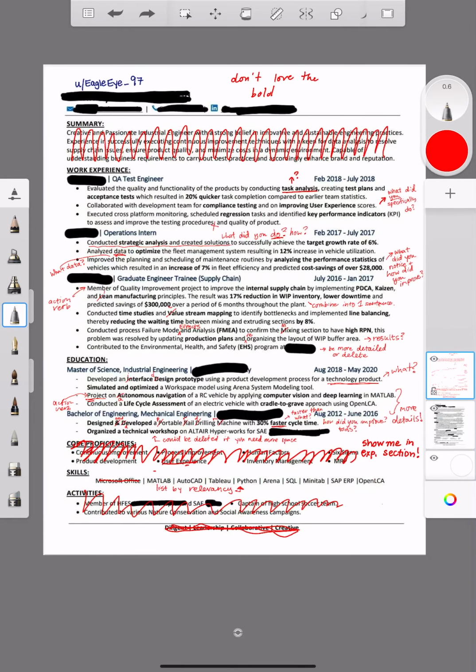About the bold, I understand that they want keywords to jump out, and I understand why they're doing it, but I don't know if it's working necessarily. I think it's just really distracting.